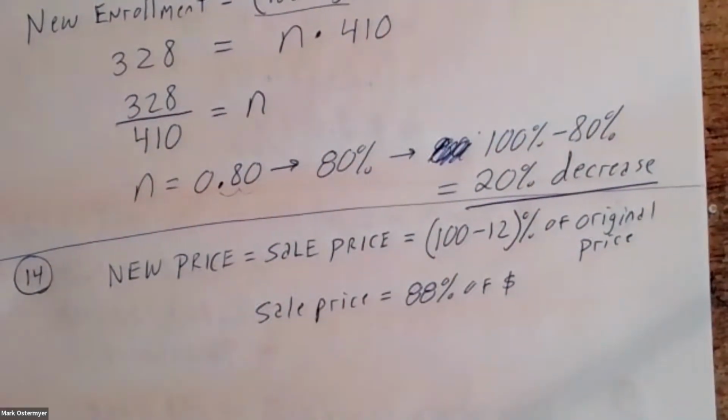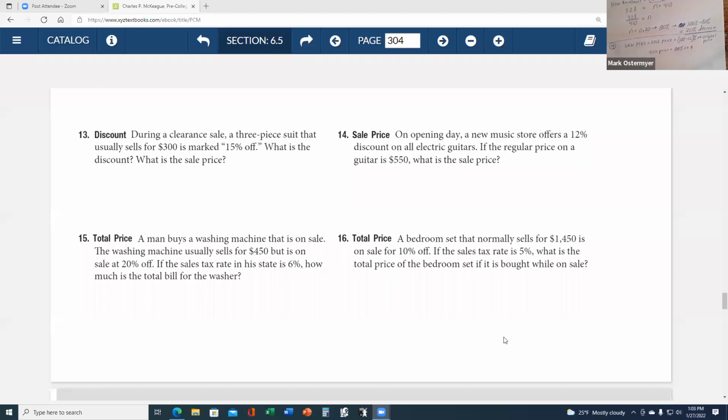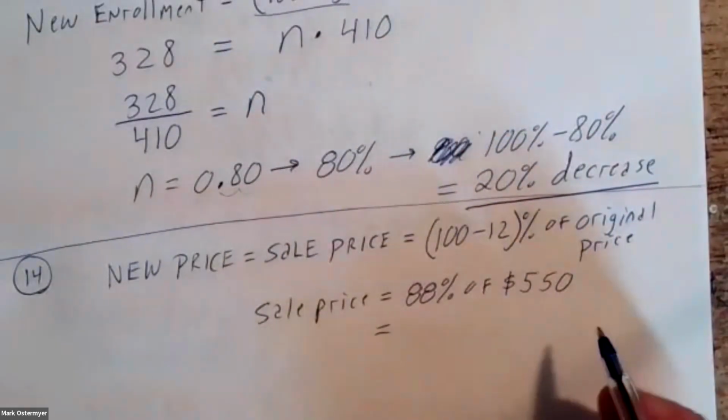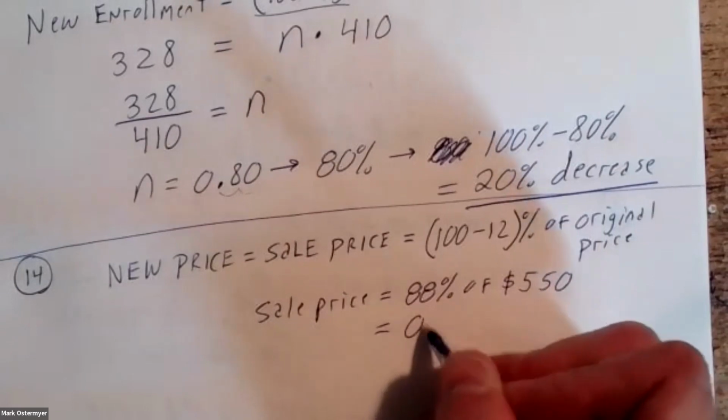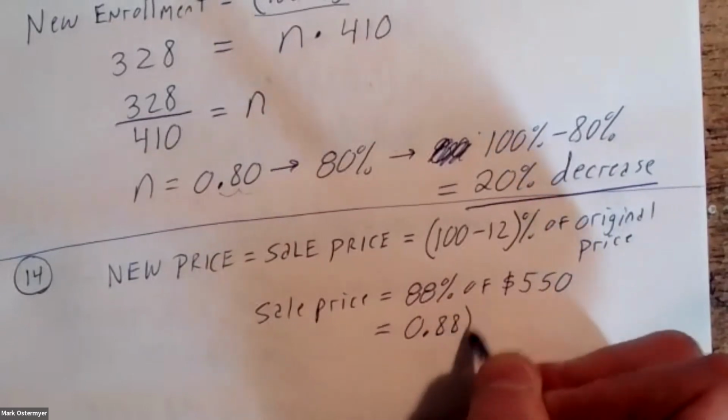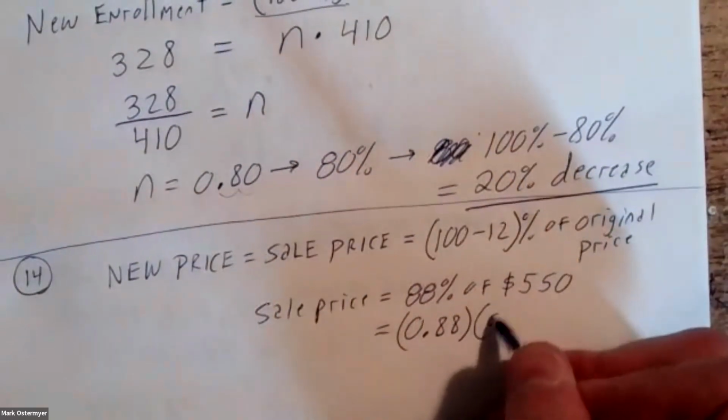Was it 500 bucks or 550? 550. Okay, 550. So get on your calculator. How do you take 88% of 550? Change a percent to a decimal, drop the percent symbol. So this is 0.88 times 550, and you'll have the new sale price.